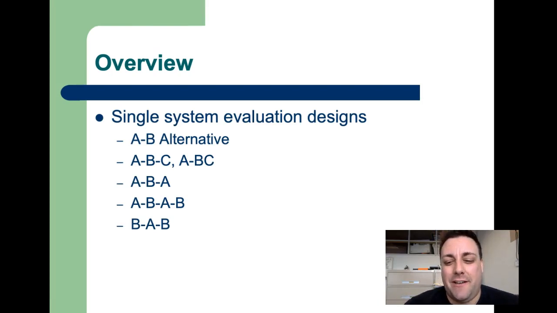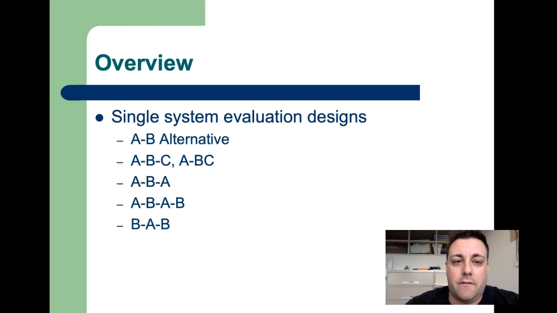from last week's lecture, in the single system design world, the nomenclature is a little bit different, so the labeling is a little bit different. In group level designs, we use X's and O's to denote times of observation and periods of intervention. In the single system design world, we use A's and B's, and as we're going to learn this week, we're going to add on C's and D's and E's and so on and so forth.